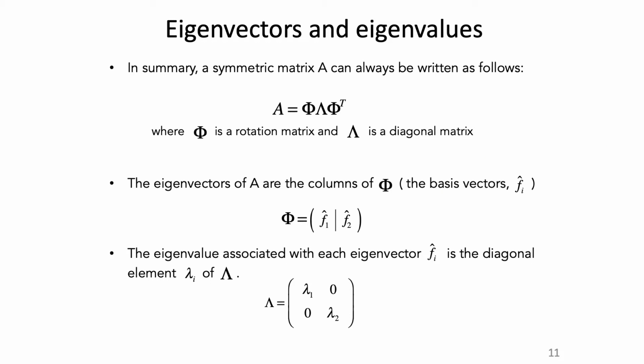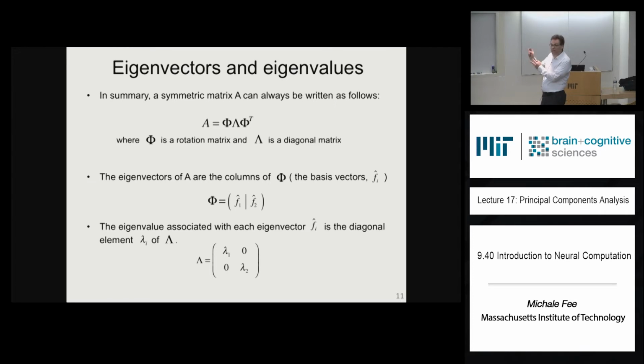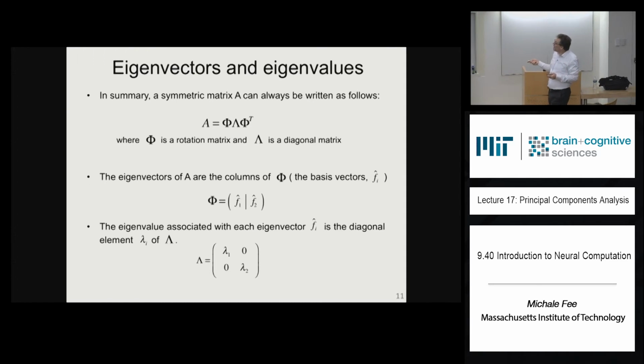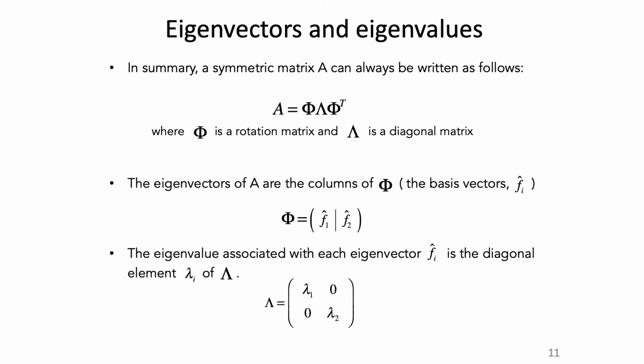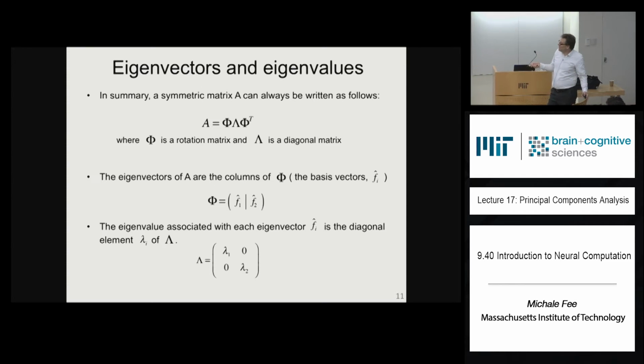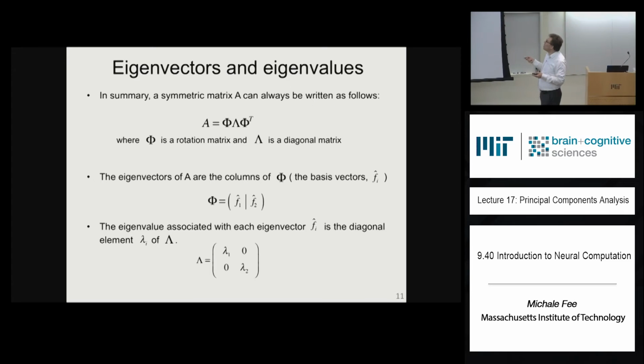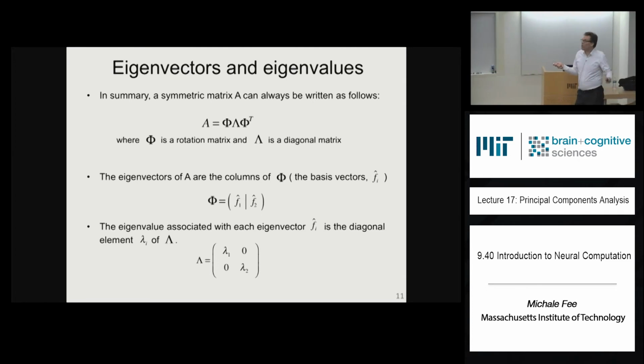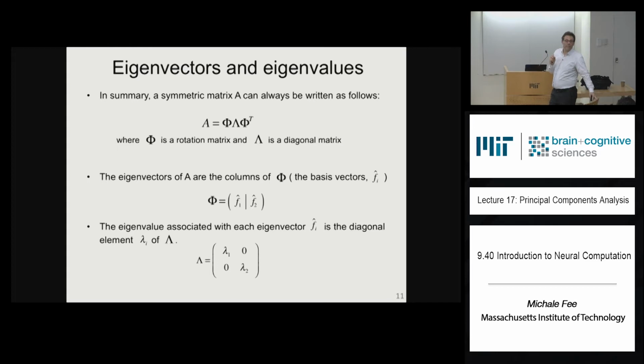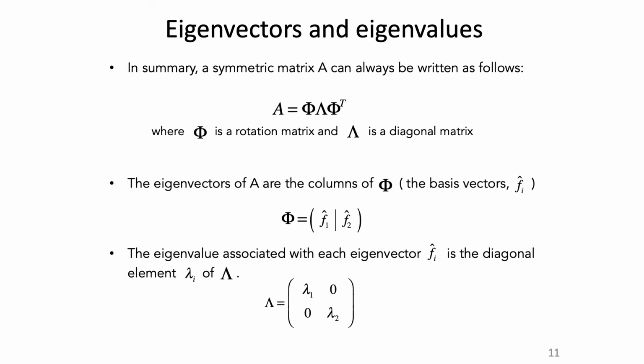Okay? So remember, we can write this rotation matrix as a set of basis vectors as the columns. And that set of basis vectors are the eigenvectors of any matrix that you construct like this. And the eigenvalues are just the diagonal elements of the lambda that you put in there. Okay? All right, any questions about that? For the most part, we're going to be working with matrices that are symmetric, that can be built like this.